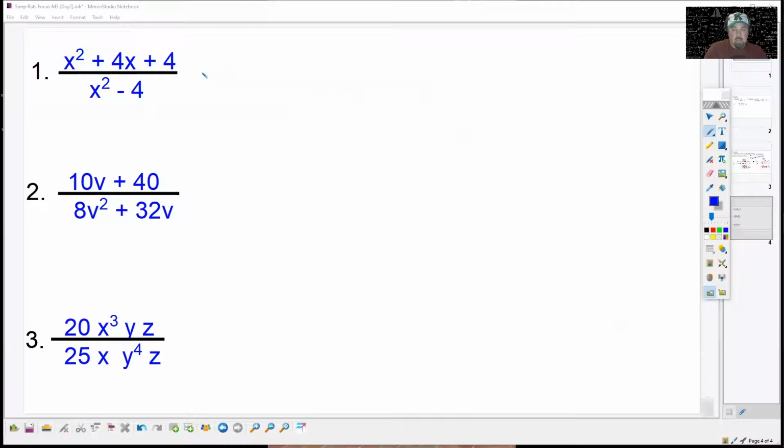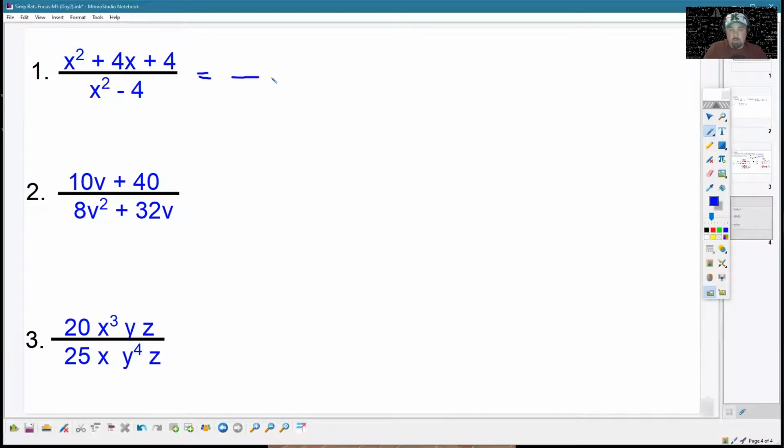So first step is always going to be factor. So the bottom of this is the difference of two squares. So that's x plus 2, x minus 2. If we go to factor this, well, the leading coefficient here is 1. So I can use that trick that we talked about when we reviewed this before. Factors of 4 that add to 4. That's x plus 2, x plus 2, because 2 and 2 add to 4.